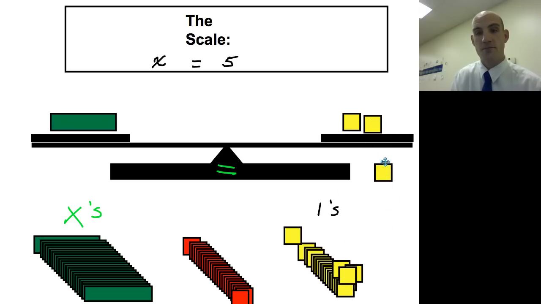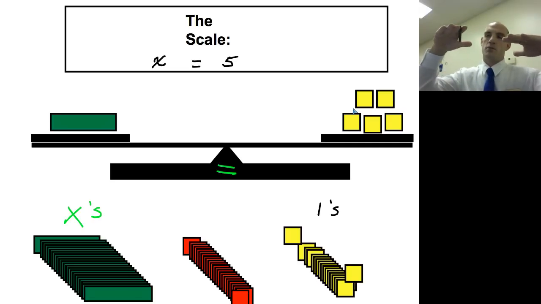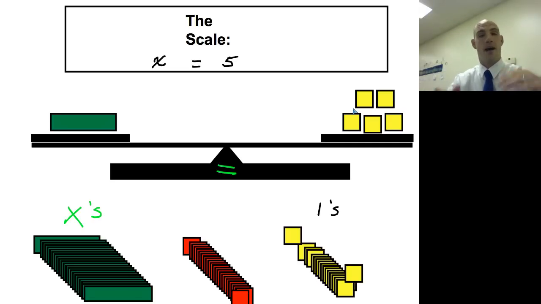And the scale stays balanced. You see what I'm doing here? And so x equals 5. That equal sign in the middle keeps us balanced. So if x equals 5 and there's 5 on one side, the scale is balanced. And so I want you to keep that in mind as we go through these equations. And what we're going to do is we're going to start to look at things like this.